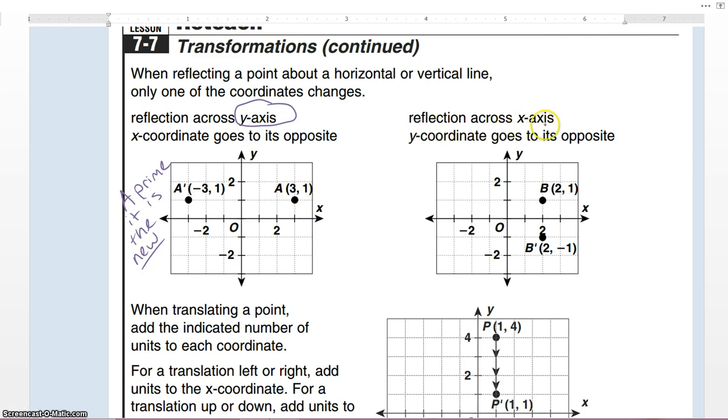When you reflect something across the x, the y-coordinate goes to its opposite. So this is the original. Again, remember, this one is the new, because it's B prime. It has that little mark, like an apostrophe after it. So the original was 2, 1. The new is 2, -1. The y value changed. When it goes across the x, the y value goes to its opposite. The x value, the right and left value, stays the same.